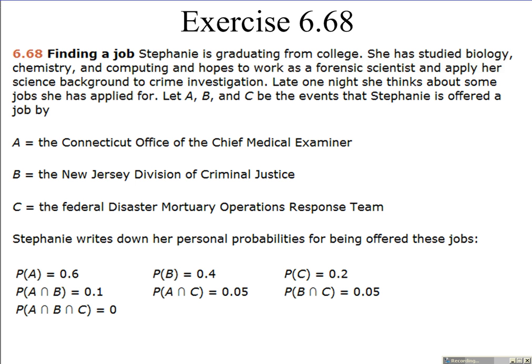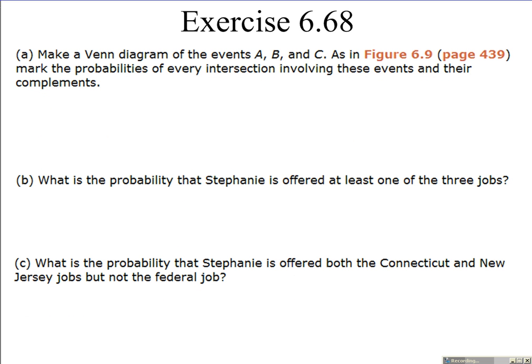Stephanie writes down her personal probabilities for being offered these jobs. Probability she is offered job A is 0.6, job B is 0.4, job C is 0.2, and then she has her personal probabilities for being offered any combination of two of the jobs or being offered all three. Notice her probability of being offered all three is calculated to be 0. So that is not going to happen according to her calculations. Letter A, make a Venn diagram of the events A, B, and C, as in figure 6.9 on page 439. Mark the probabilities of every intersection involving these events and their complements.